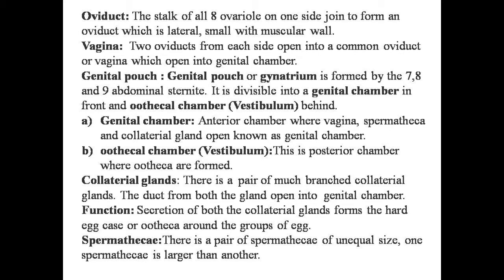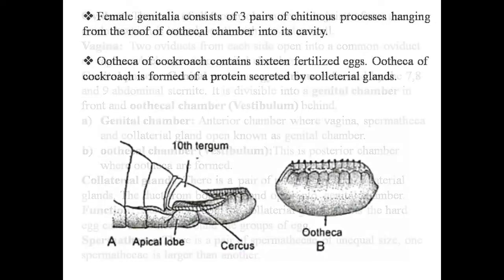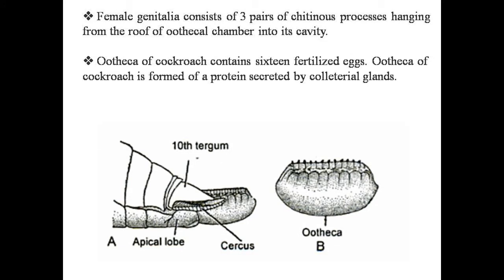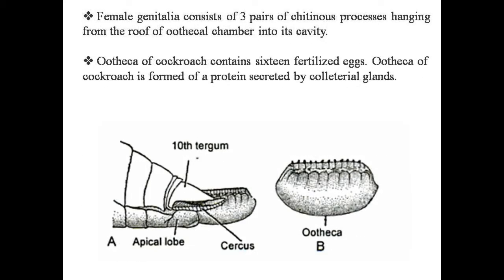There is a pair of spermathecae of unequal size, and one spermatheca is larger than the other. The female genitalia consist of 3 pairs of chitinous processes hanging from the roof of the oothecal chamber into its cavity. The ootheca is a specialized part made up of protein secreted by the collateral glands, and it comprises 16 fertilized ova or eggs.